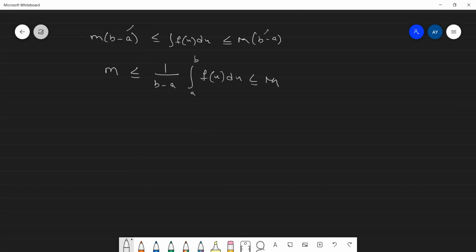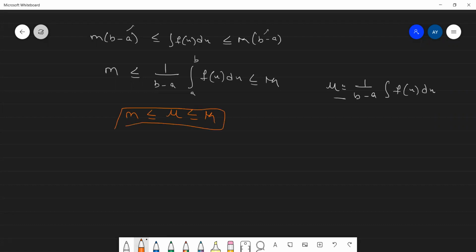Okay. So now I'm taking mu. I'm defining mu as 1 by b minus a into the integral f of x dx. So substitute this over here. What will you get? You'll get m is less than or equal to mu, which is less than or equal to capital M. So from this, what can we write? This mu belongs to small m comma capital M. As m is less than or equal to mu less than or equal to M, we can write mu belongs to small m comma capital M.